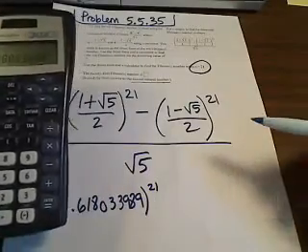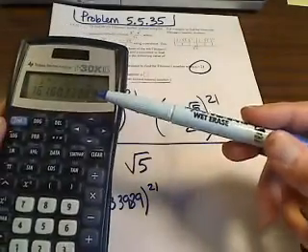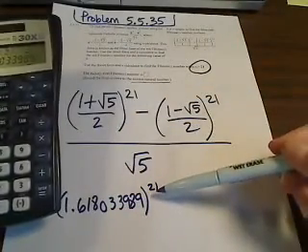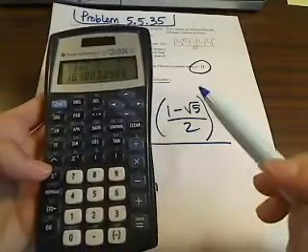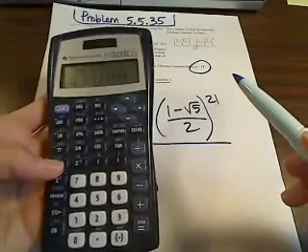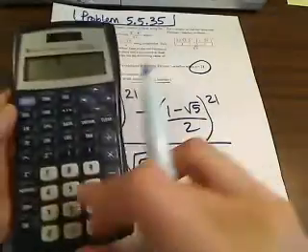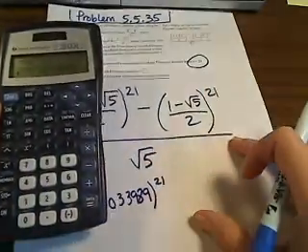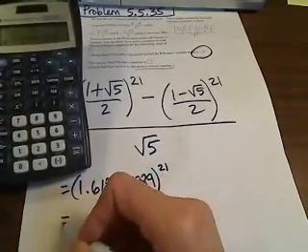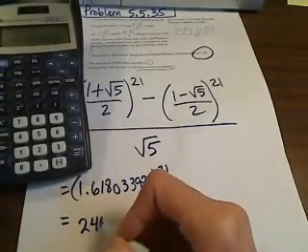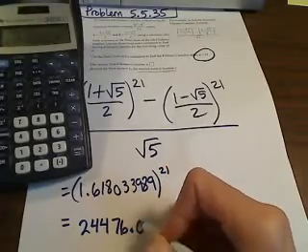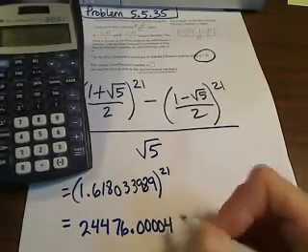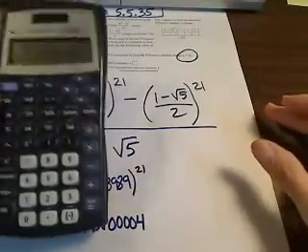And now we're taking that to the 21st power. What you can do is just leave this number in your calculator and go ahead and take it to the 21st power and get a number. To take it to a power, you're going to use the caret here. So I'm going to use my caret, and then I'm going to hit 21, and it gives me this number right here, 24,476, and a bunch of zeros and a 4.